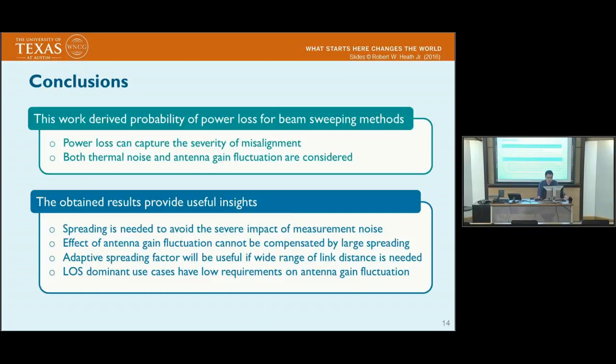So as a conclusion, to summarize, we have derived power loss probabilities that capture both the measurement error due to noise, and the gain fluctuations of the antennas. And some of the implications that we can draw is that line of sight dominant path use cases can have a low requirement on the antenna gains, but for non-line of sight cases, we need a more accurate, a more flat antenna gain.